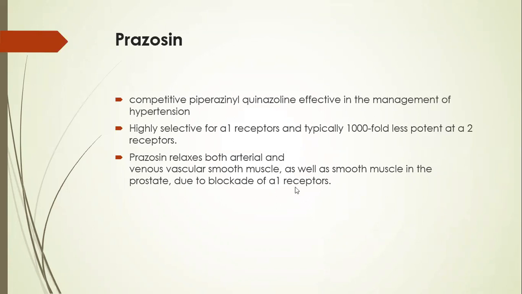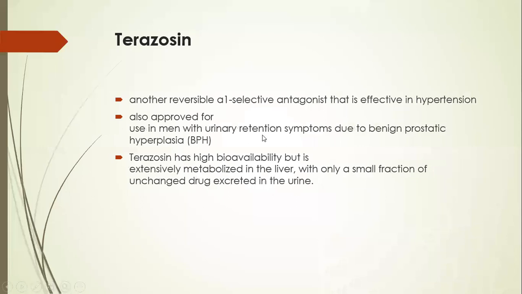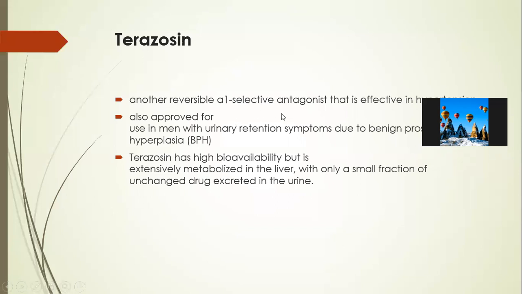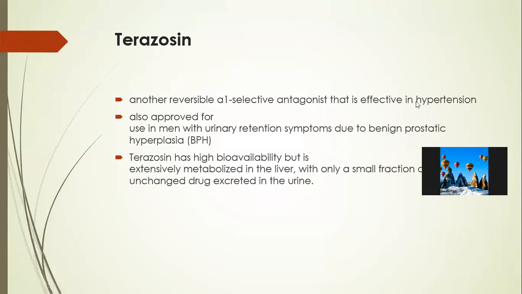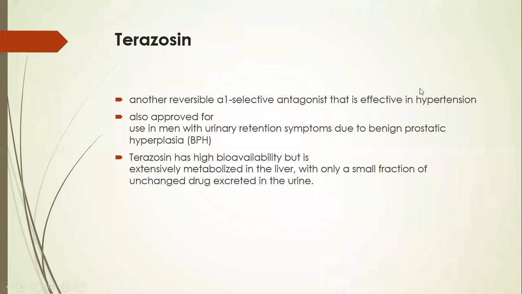Now let's move on here. Terazosin. Terazosin is another reversible alpha 1 selective antagonist that is effective in hypertension, and mainly it is used for hypertension conditions. It is also approved for use in men with urinary retention symptoms due to benign prostatic hyperplasia (BPH). We have already learned about these types of diseases too.